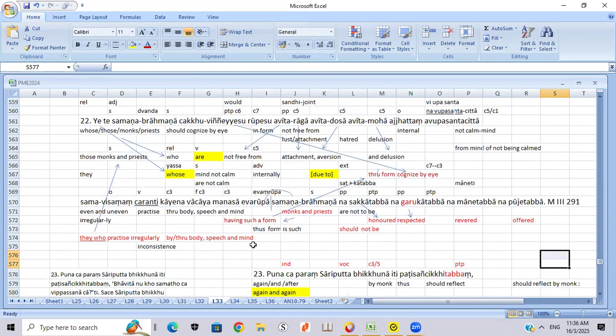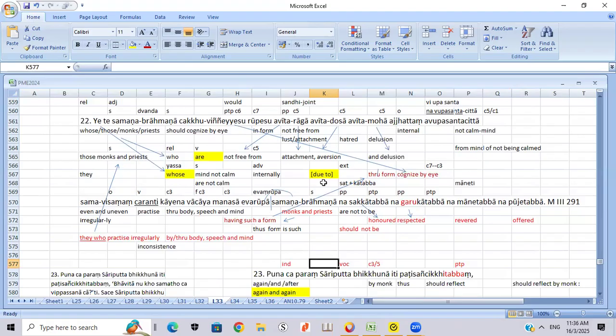So in this particular case, we should do it this way. In this case, monk and priest should not be honored. That means technically, if the mind of the monk is having a defilement, they are not an Arya. Technically, they are not an Arya. So this part, technically I also don't know how to link.